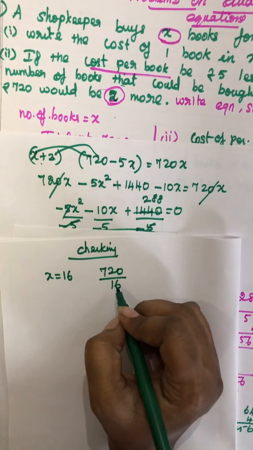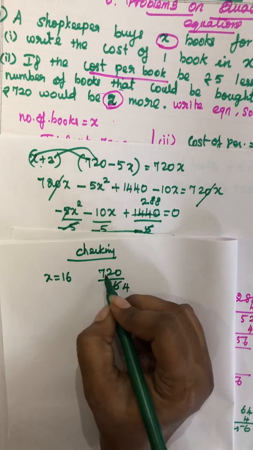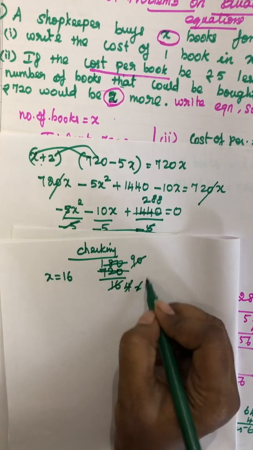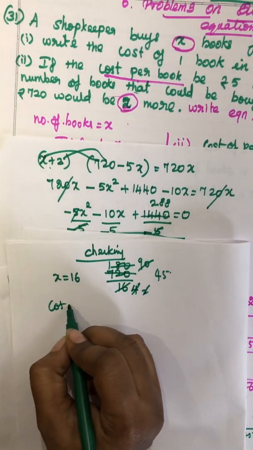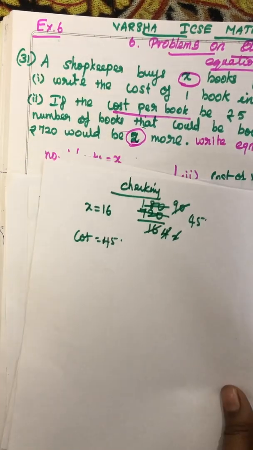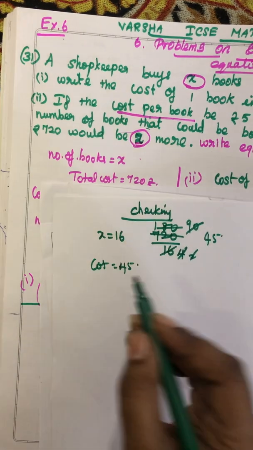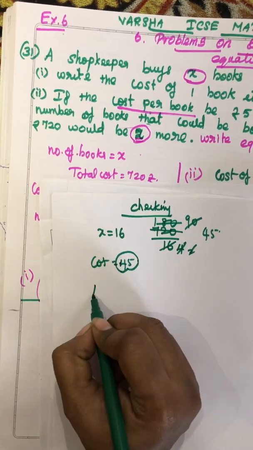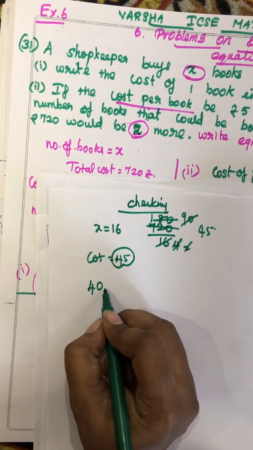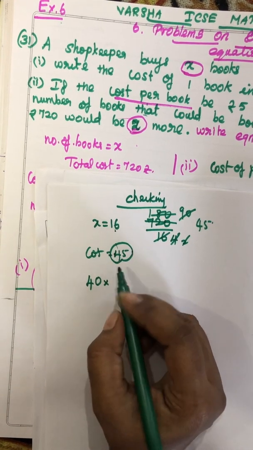How will you find it? 720 by 16. So if you cancel, 4 4s are 16, 9 2s are 18, so this is 45. So the cost of each book is 45 rupees. Okay, students, the cost of each book is 45 rupees. So the cost per book is 5 less than that, so 5 less, this is 40. It means 40 rupees. How many books could he buy? 2 more books, it means 18 books.